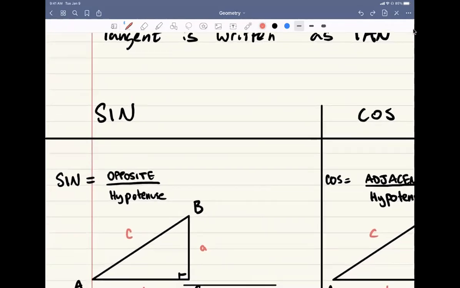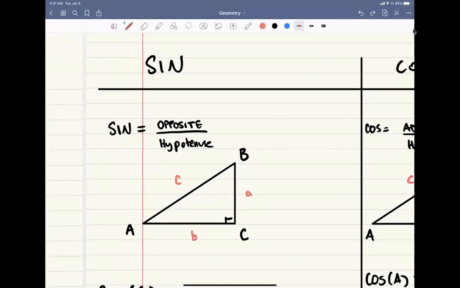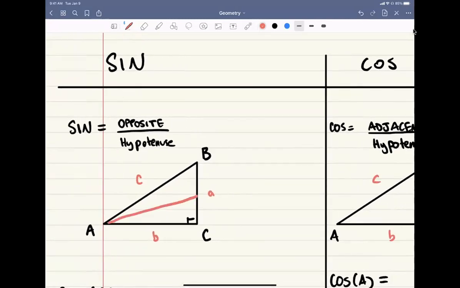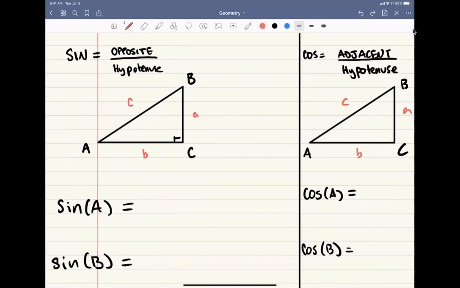So let's go over sine. Sine is the ratio of the opposite side over the hypotenuse. You can get sine of A and sine of B. For sine of A, we're looking for the opposite over the hypotenuse. The opposite of angle A is going to be little a. And then the hypotenuse is always going to be the long side, which in this case is C. So sine of A is a over c.